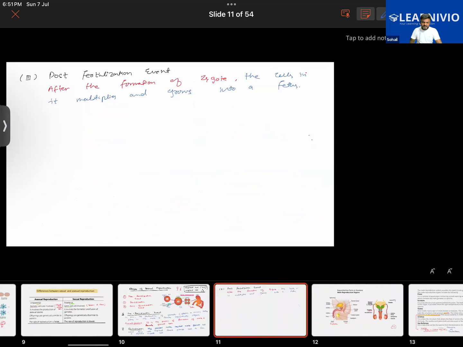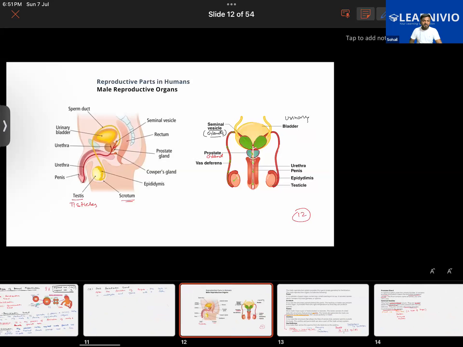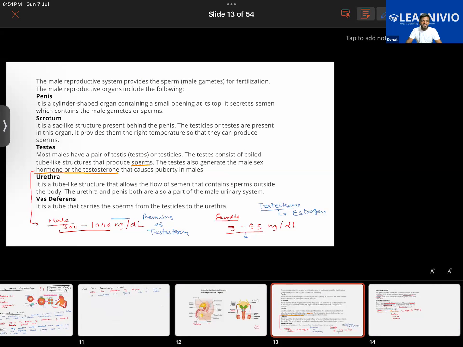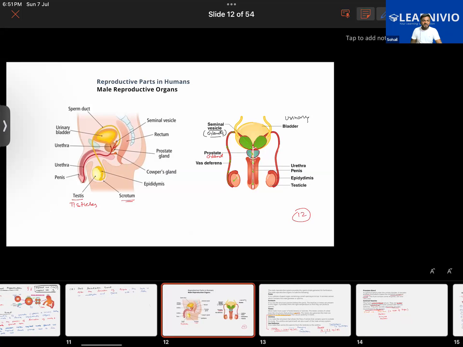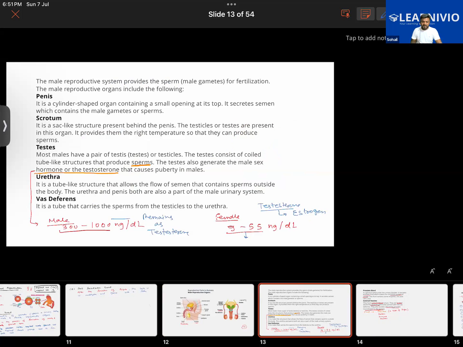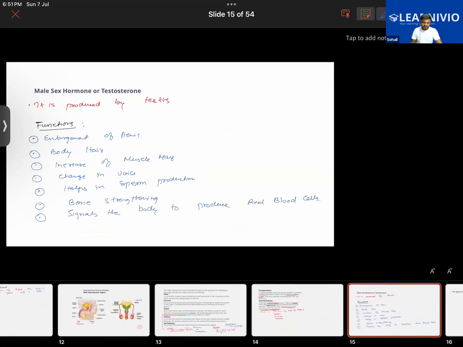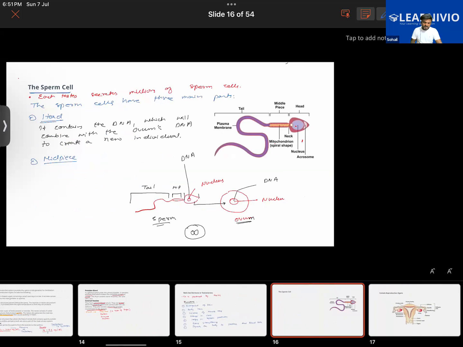In one of the classes, I would call you half an hour before the class, or a class will be scheduled for you where those topics would be covered. All right. In the previous class, we also learned about the parts of the male reproductive organ and their functions. Right now, we are learning about the sperm cell and its structure.